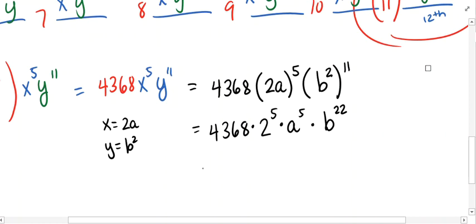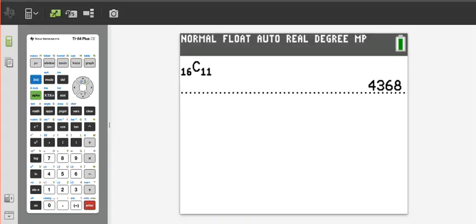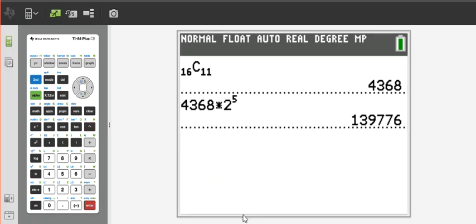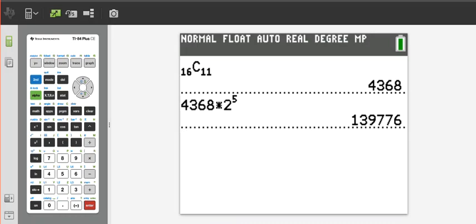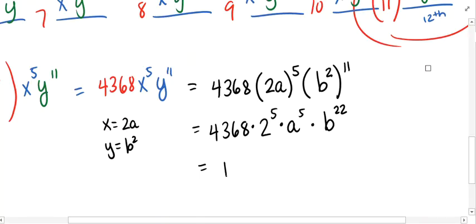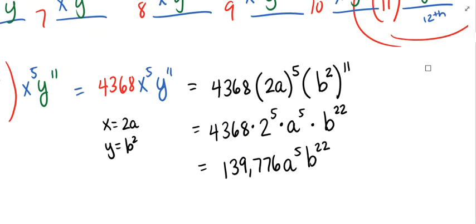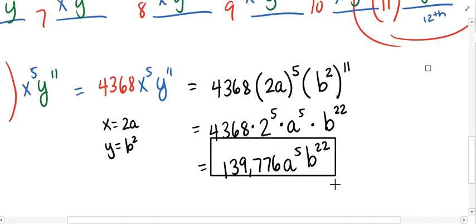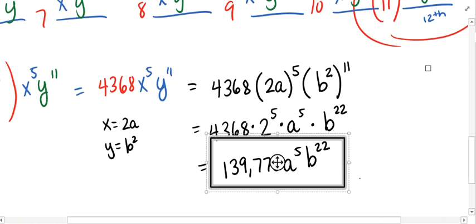All right, so all we need to do now is simplify the number. We need to take 4,368 and multiply by 2 to the 5th, which is 32. And we're going to get this large number, 139,776. So this is going to be 139,776. That's going to be the coefficient, times a to the 5th times b to the 22nd. This is the 12th term of the expansion that we're interested in.